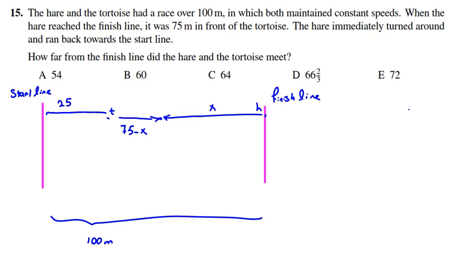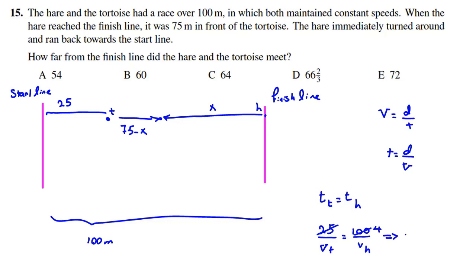Okay. And now we have an important formula, that speed equals d over t. We can use it: in this part, when the tortoise reaches here and the hare reaches here, their times are equal. Time equals what? Distance over speed. So the time of the tortoise, when they reach this part, equals the time of the hare. The distance of the tortoise is 25 over the speed of the tortoise, equals 100 over the speed of the hare. If we multiply both sides by 1 over 25, it will be 4. So we can conclude the speed of the hare equals 4 times the speed of the tortoise.